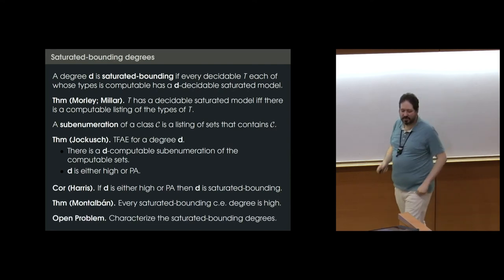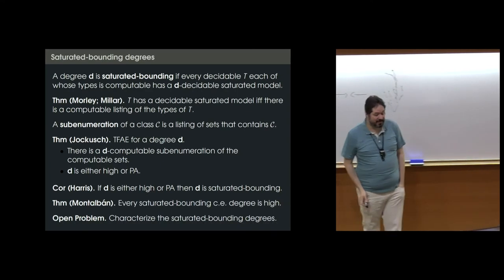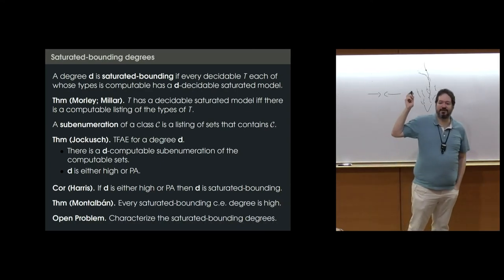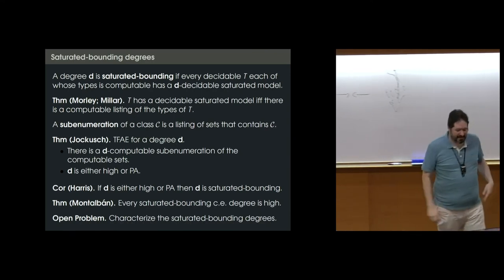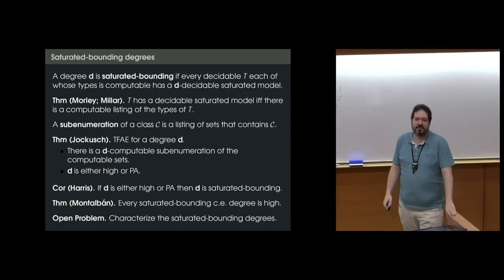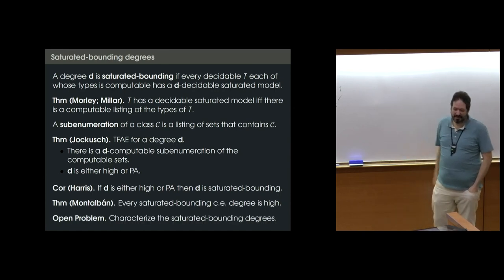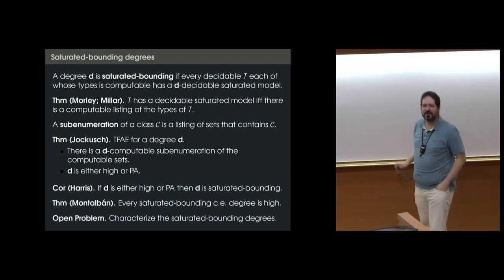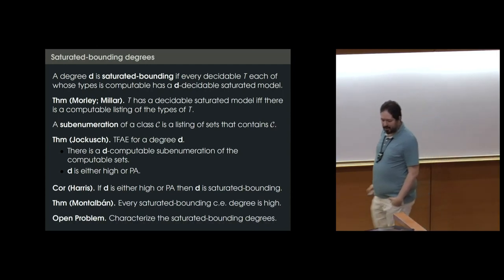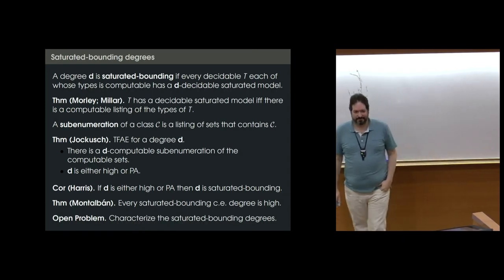And the question, which I'd really like to know, is can you characterize the saturated bounding degrees? In particular, are they exactly the high or PA degrees? That would be cool. Or maybe they're not, right? But I think that's a nice computability theoretic question. I don't know how much it's been worked on since then, but I would like to see it, and especially I would like it if it does turn out to be high or PA, which I think would be a cool characterization. And I think I'll stop here. Thank you.